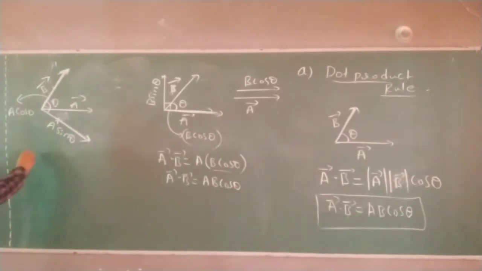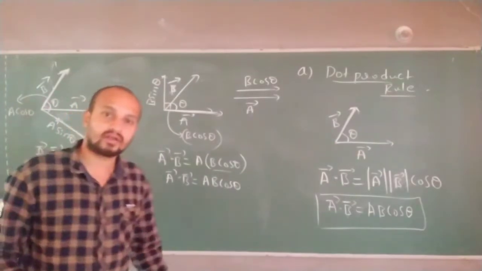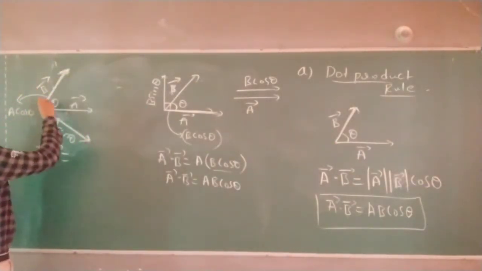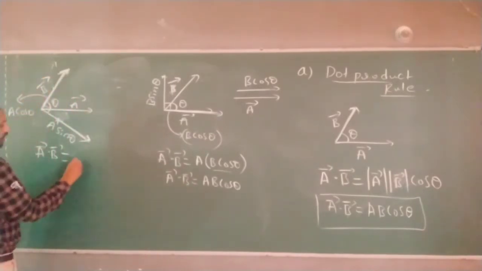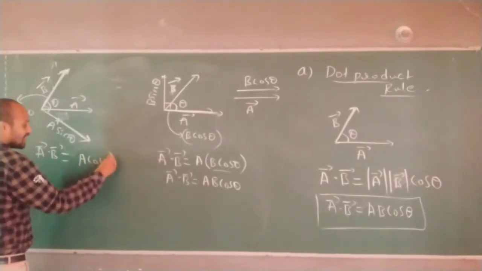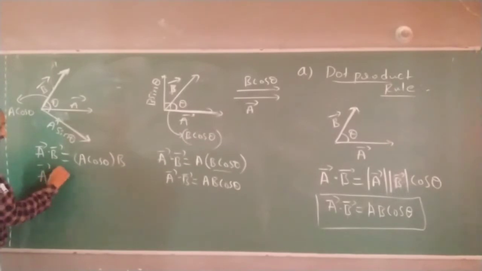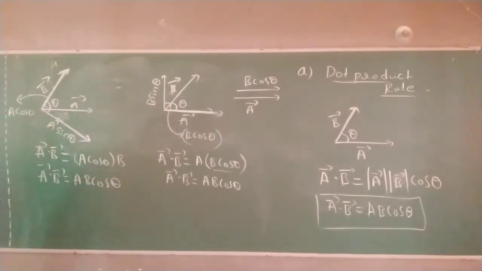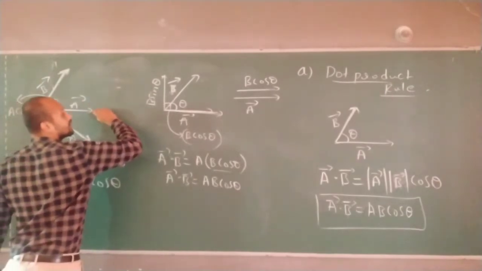Correct? Here if you want to write A dot B, A dot B will be again what? Look at it. A dot B will be the multiplication of A cos theta into B. So A cos theta into B is nothing but again A dot B, AB cos theta. Correct?